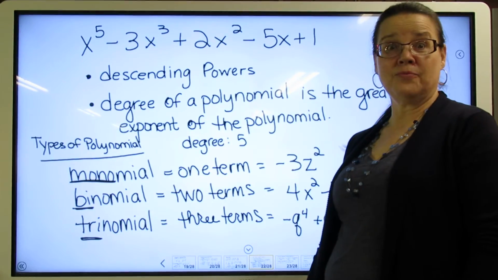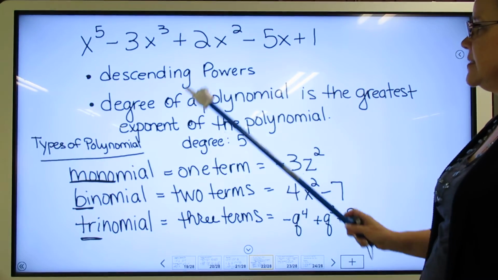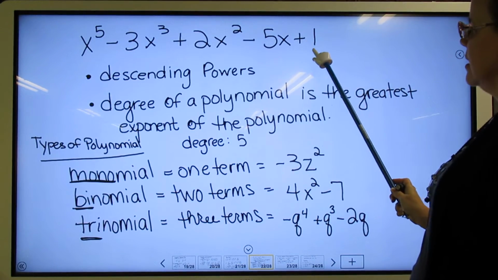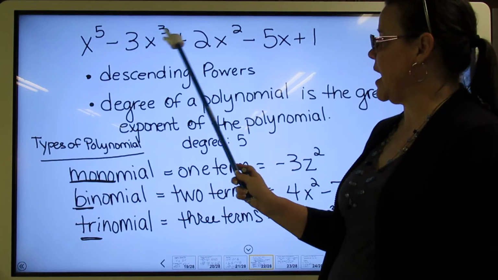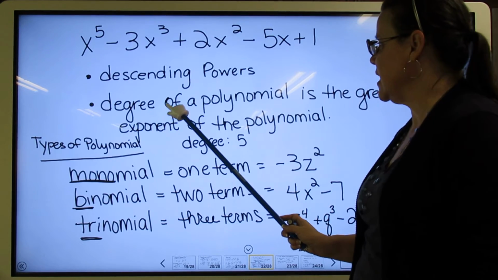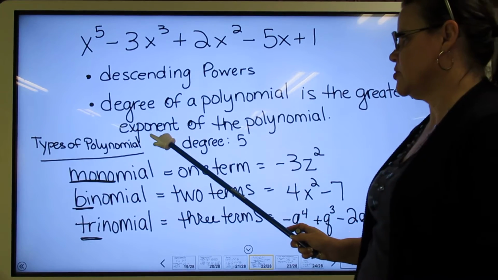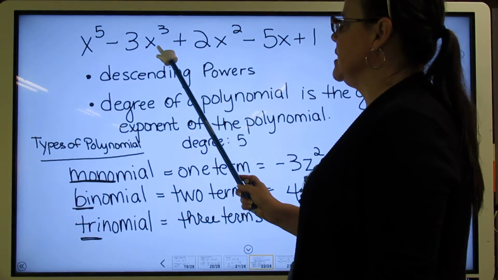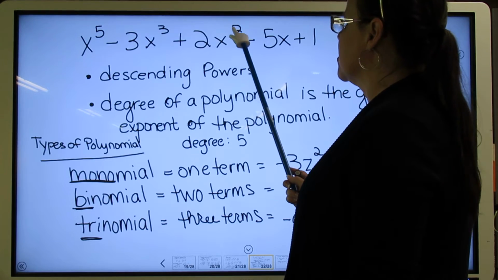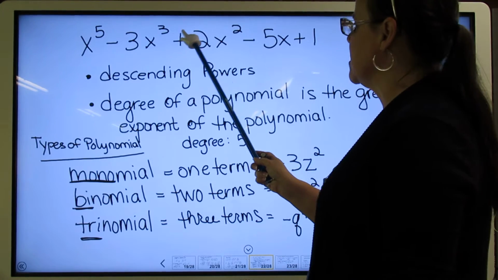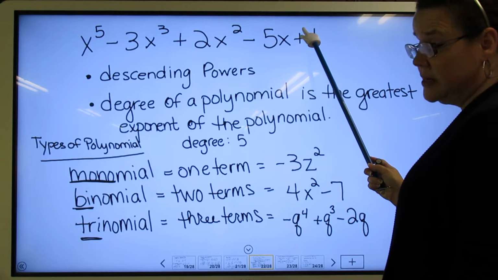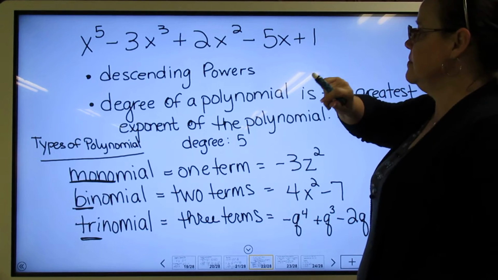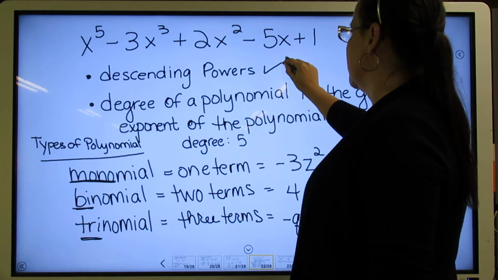Hello. So now we're going to be talking about the descending powers, how to set up an expression with powers in them. We're going to talk about the degree of a polynomial, and then we're going to talk about the types of polynomials. Okay? So descending powers means that you're going to write them in descending order. So this is a 5, this is a 3, this is a 2, this is a 1. Remember, no exponent in the corner always means 1. So that's descending powers. Okay, so we got that, right?